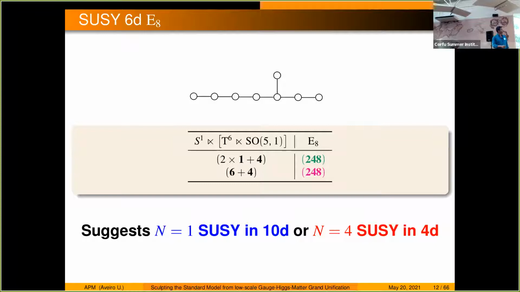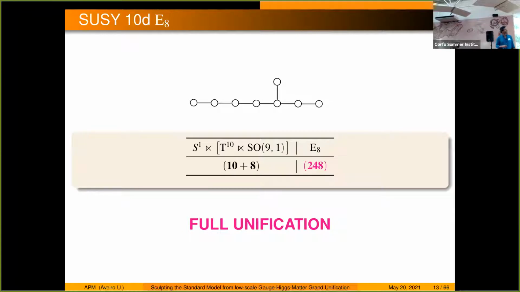The chiral and the vector fields are of the same dimensionality. So this in fact suggests something else, that you may be able to put these two together, and that is realizable if you go to 10 dimensions with one supersymmetry. And this is our starting point. This was our motivation, where you can embed everything.